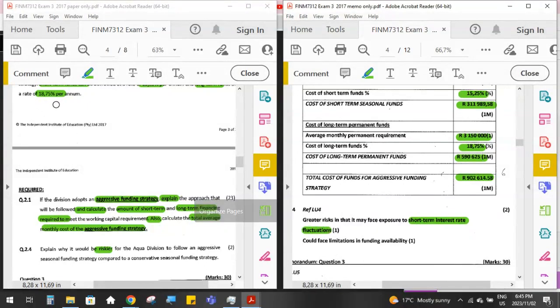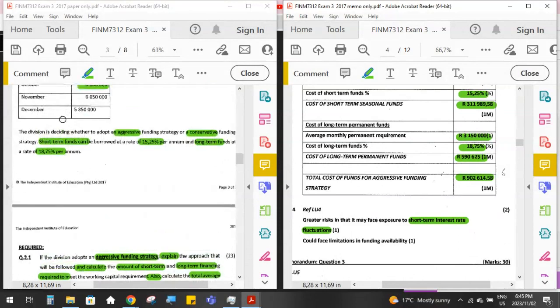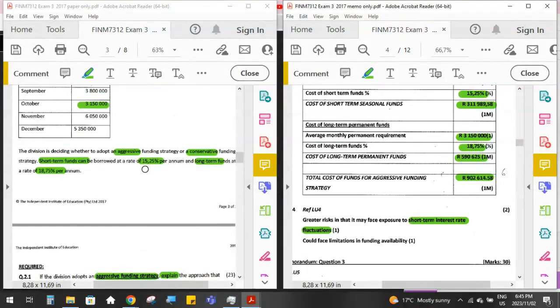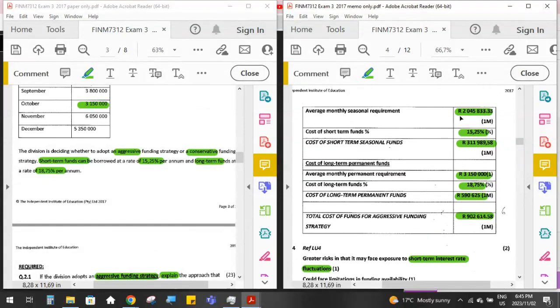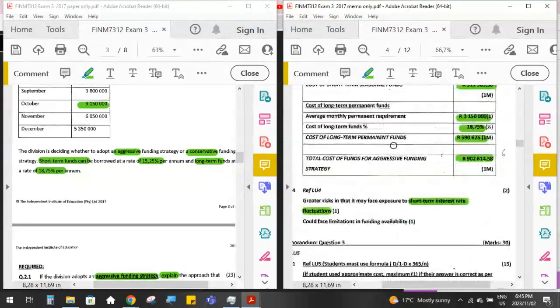So although at the time of doing our budget, as we are doing here, short-term funds can be borrowed at 15.25% per annum, if throughout the year, like for instance what happened now in 2023, short-term interest rates changed many times throughout the year and they increased every time, that means that their original estimate of this 902,000 would end up at the end of the year being a lot more, because they were relying on a lot of short-term funding that in the end cost them more than the 15.25%.